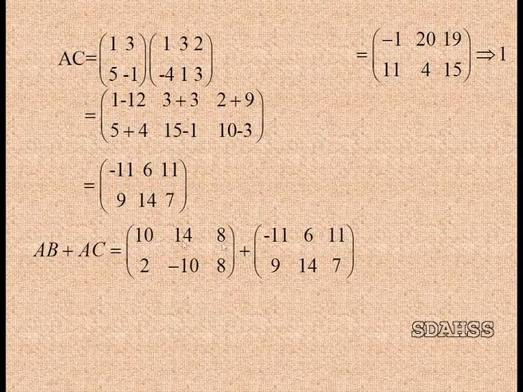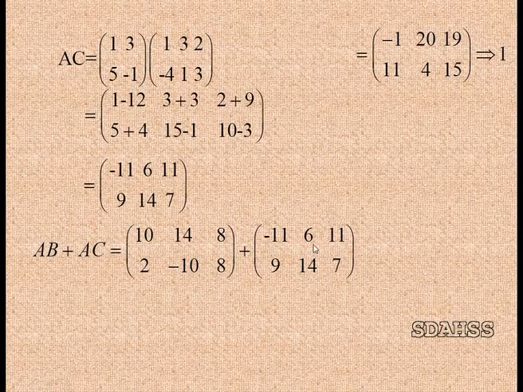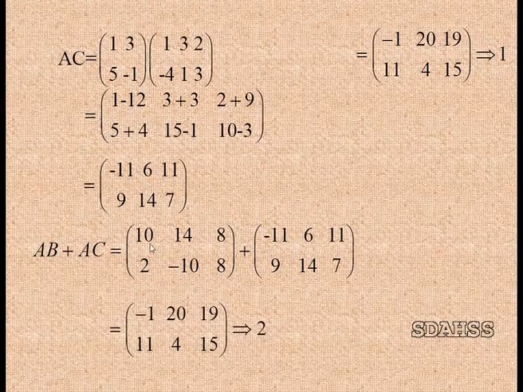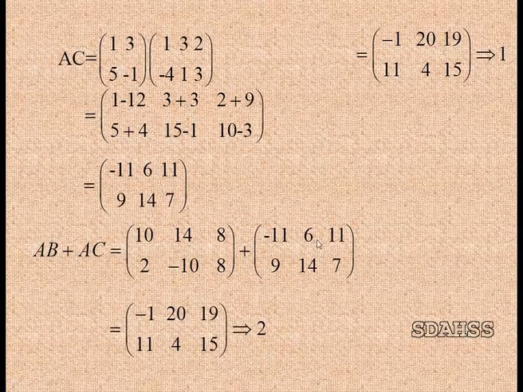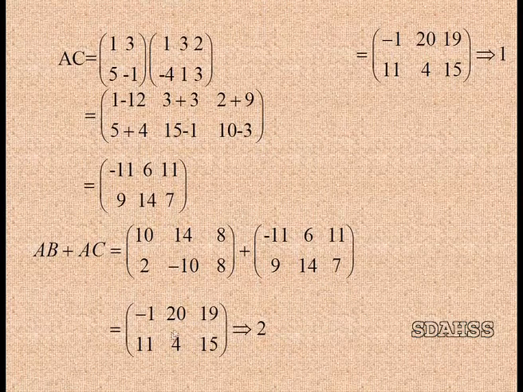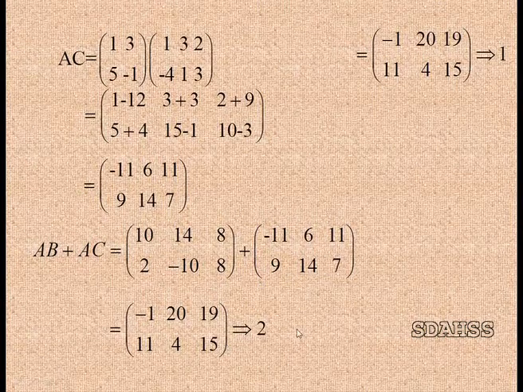Here AB is 10, 14, 8, 2 minus 10, 8. Plus minus 11, 6, 11, 9, 14, 7. Add. You have 10 minus 11, minus 1. 14 plus 6, 20. 8 plus 11, 19. 2 plus 9, 11. Minus 10 plus 14, 4. 8 plus 7, 15. Mark it as second equation.